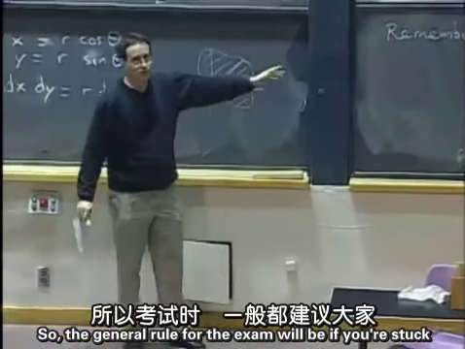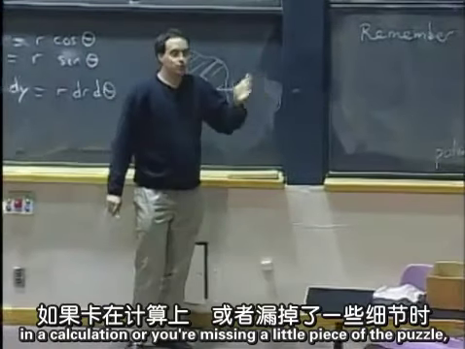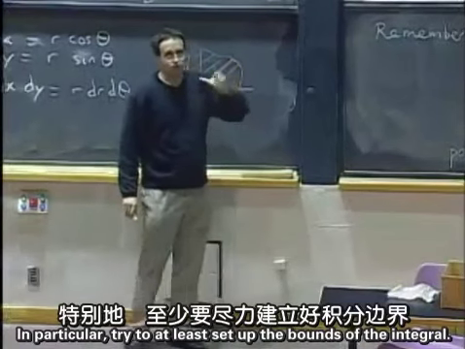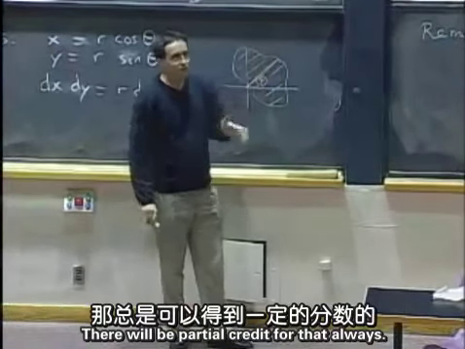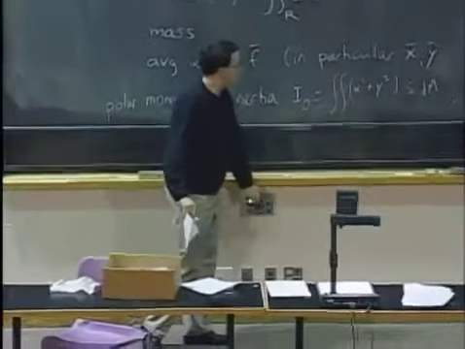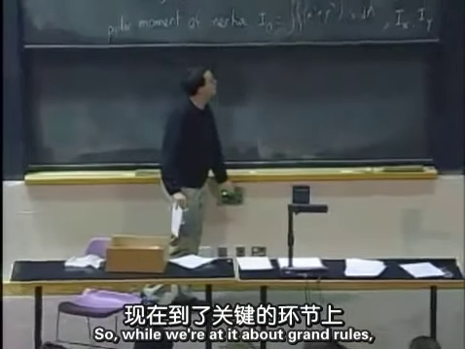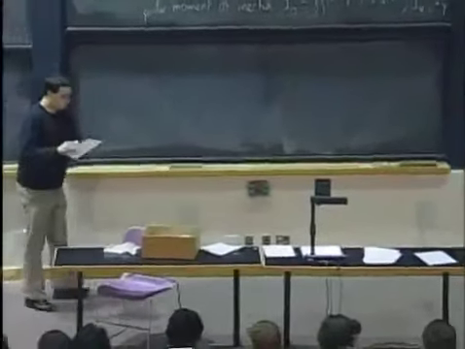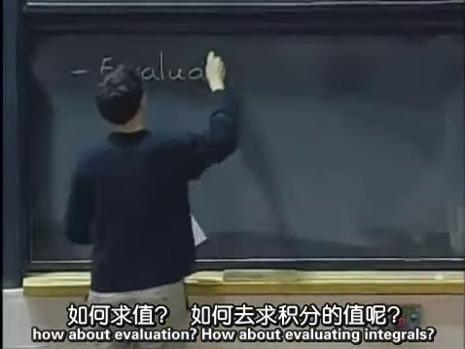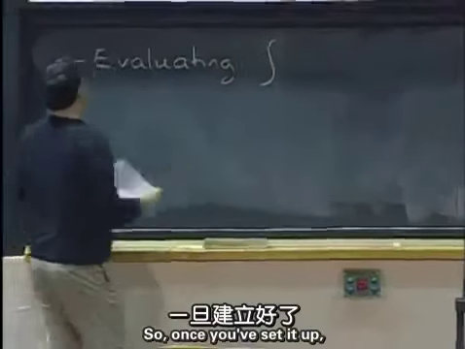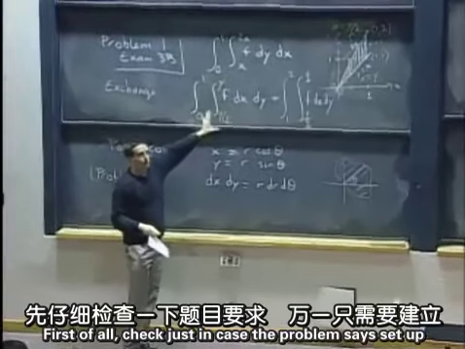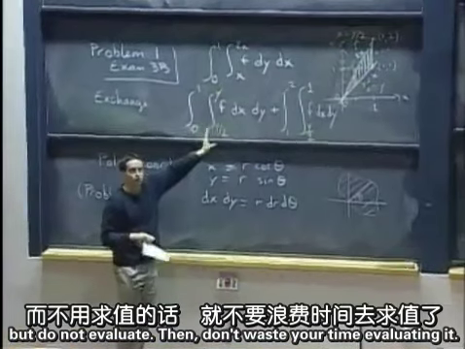Okay, so the general rule with the exam will be, if you're stuck in a calculation or if you're missing a little piece of a puzzle, try to do as much as you can. In particular, try to at least set up the bounds of the integral. There will be partial credit for that always. So while we're at it about ground rules, how about evaluating integrals? Once you've set it up, you sometimes have to compute it. Well, first of all, check: if the problem says set up but do not evaluate, then don't waste your time evaluating it.